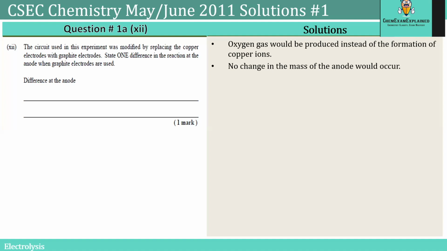And so let's look at the differences. In the first instance, the copper anode would break down from atom to ion and get smaller. If we're using the graphite as the anode, now we'd have OH minus ions migrating towards the anode, liberating oxygen gas. So oxygen gas will be produced at the anode instead of the formation of copper ions going into the electrolyte. Secondly, no change in the mass of the anode would occur, since the copper would not be present, so the copper atom would not disintegrate into the solution to form copper ions.